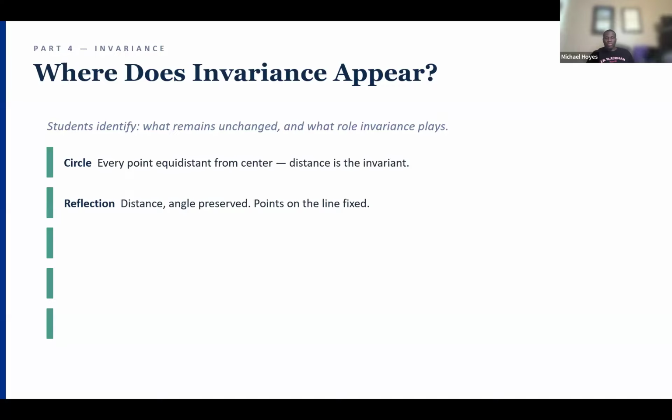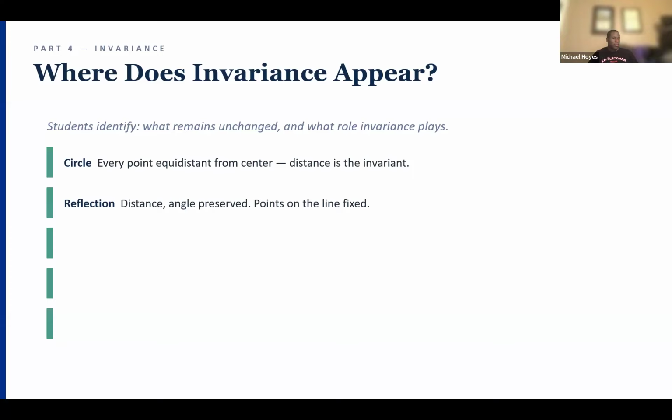All the points on the line are fixed. Do you know what I mean by all the points on the line? Along the line of reflection. Okay, good. I do want to make sure we don't forget that part. All the points on the line are fixed, and that's giving us stuff.